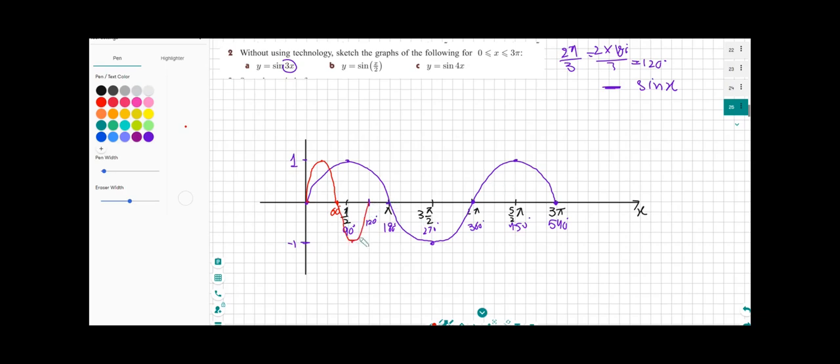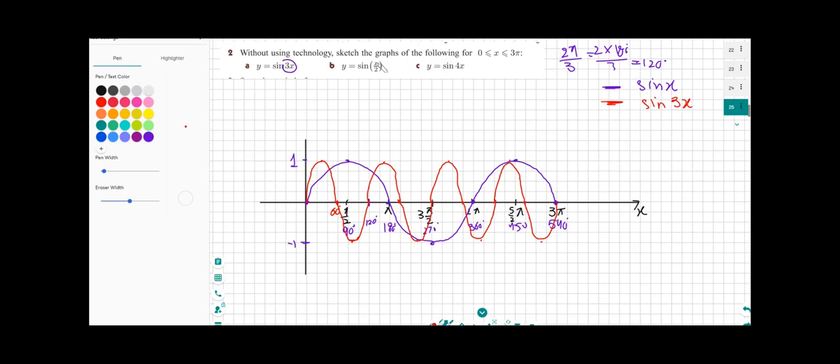So you can carry on this. And you can see that one half cycle takes only 3 boxes. 1, 2, 3, and 1, 2, 3. So completed for this. This red one is sine 3x.